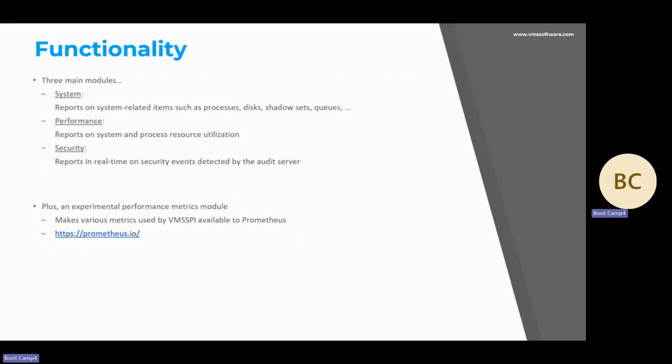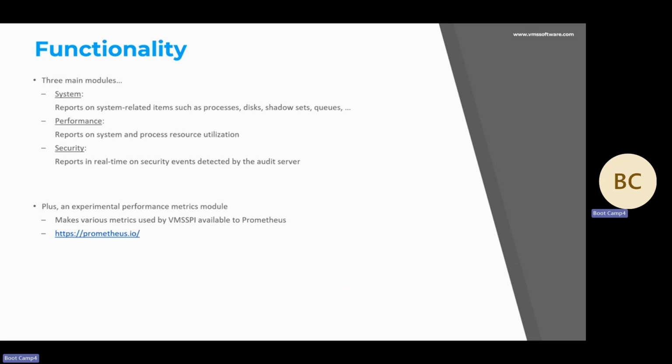In terms of functionality, VMSSPI comprises pretty much those 3 main modules that I've listed there. System, which obviously, as its name implies, is looking at things that are happening on the operating system. How are your shadow sets looking, disks, queues, etc., any problems there. Performance. Do you have some process that seems to be stuck in an infinite loop or some sort of CPU loop? Do certain processes appear to be using too many resources, and so on and so forth?